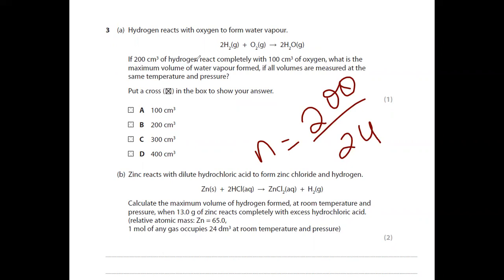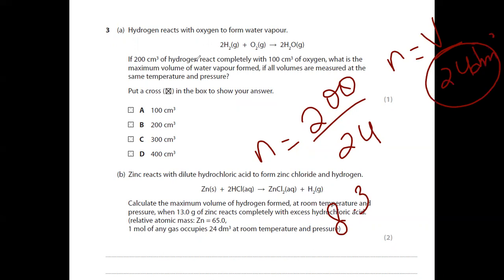If I do 200 divided by 24, I get 8.3. That is the formula: n equals volume divided by 24, where 24 is in dm³, exactly. So the moles of hydrogen are 8.3. The moles of water will be the same because they have a ratio of 1 to 1. This will also be 8.3.